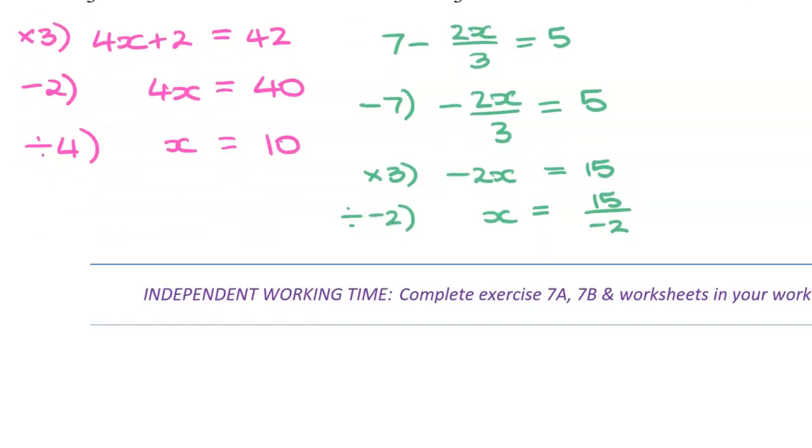There's a few ways you could leave this question. I like improper fractions, so you could write that as negative at the front, 15 over 2, mainly because we prefer the negative to not end up on the denominator of our fraction. You could write it as a mixed number, or you could write that as negative 7.5. This is my preferred answer.